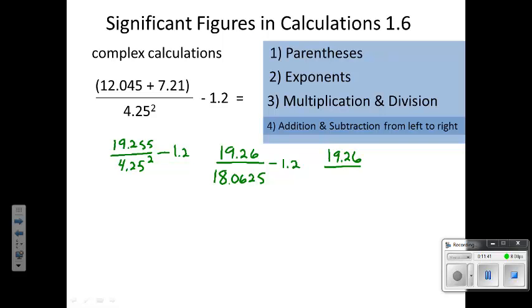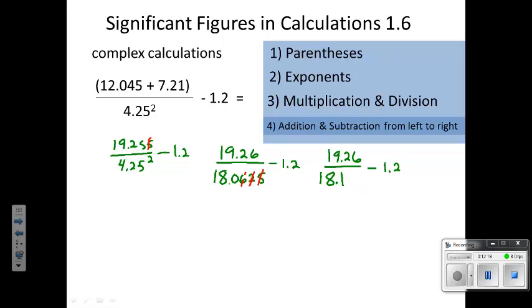Squaring something is simply multiplying 4.25 times 4.25. So how many significant figures? I should have 3 significant figures. Right, so I have to drop the 5, here I drop the 6, the 2 and the 5. Just use a red one to drop the numbers, just slashing them through. 18.1, right? We have to round it up because there's a 6. And minus 1.2, we can't forget that.